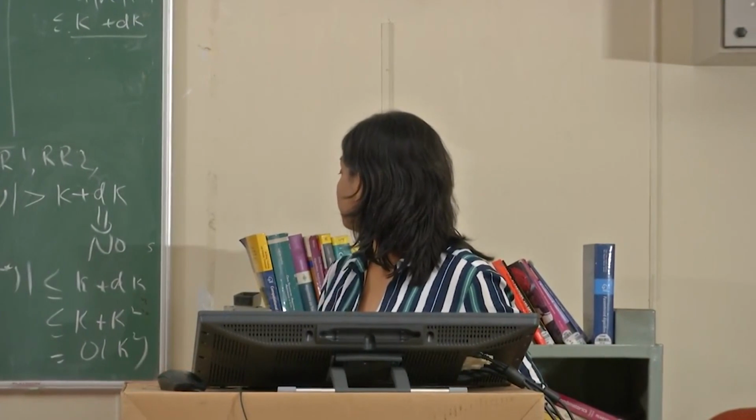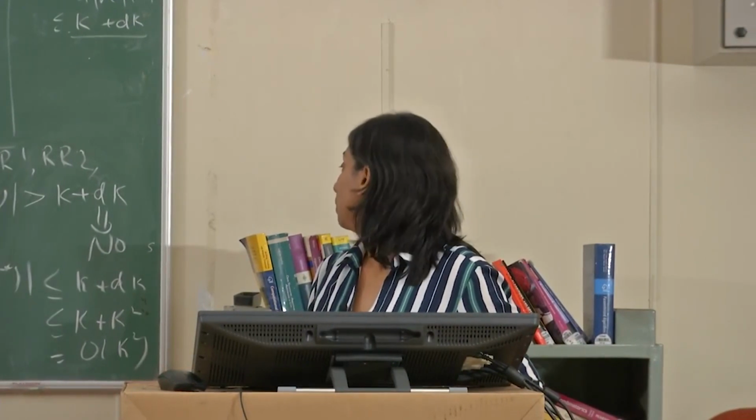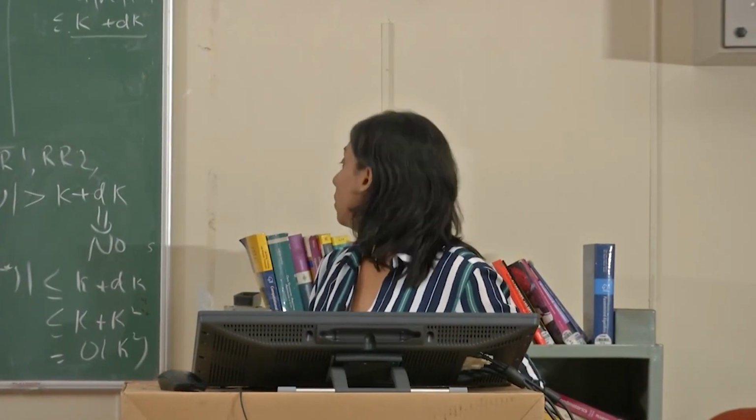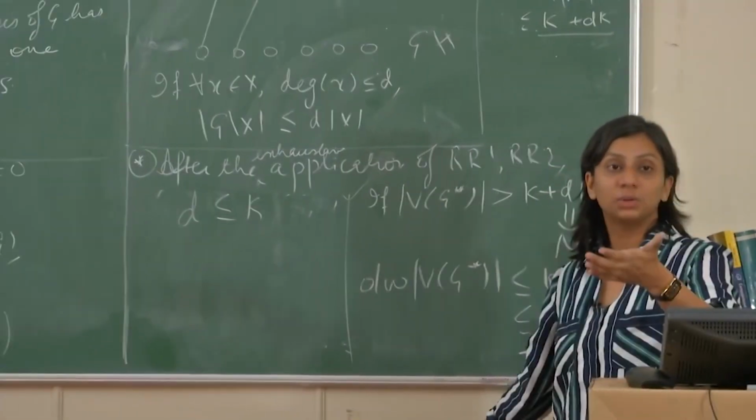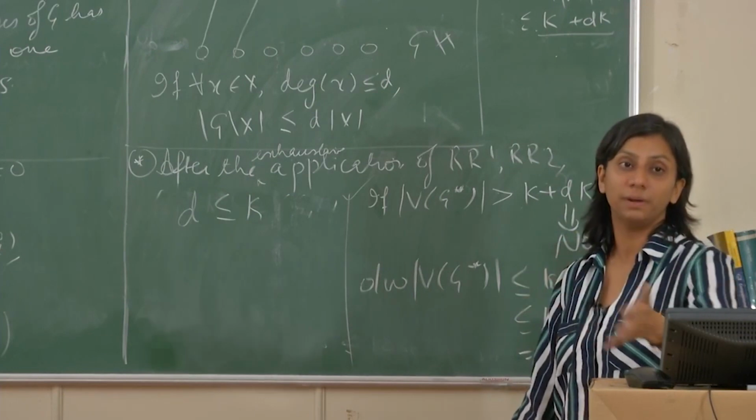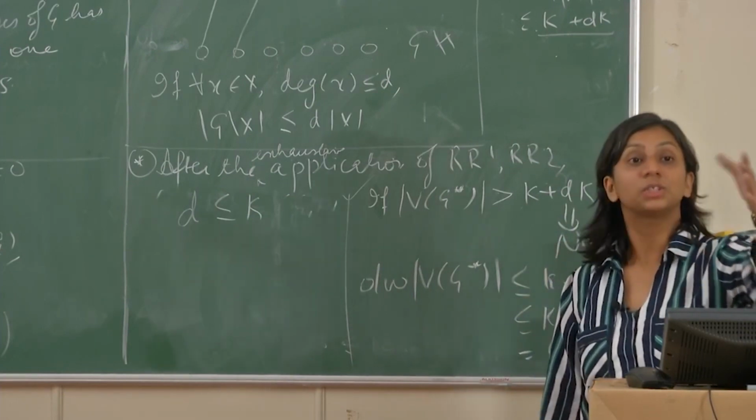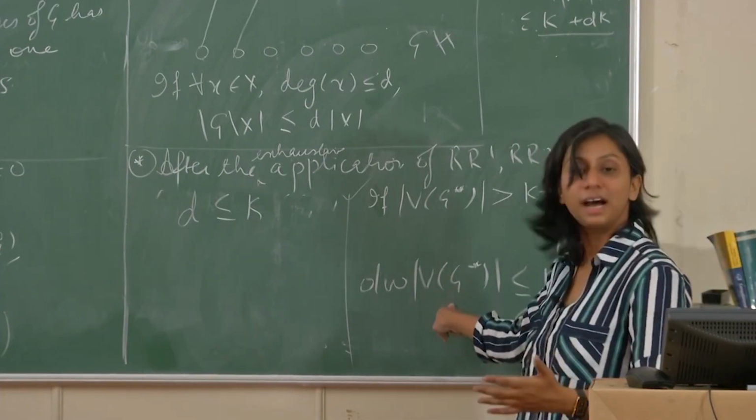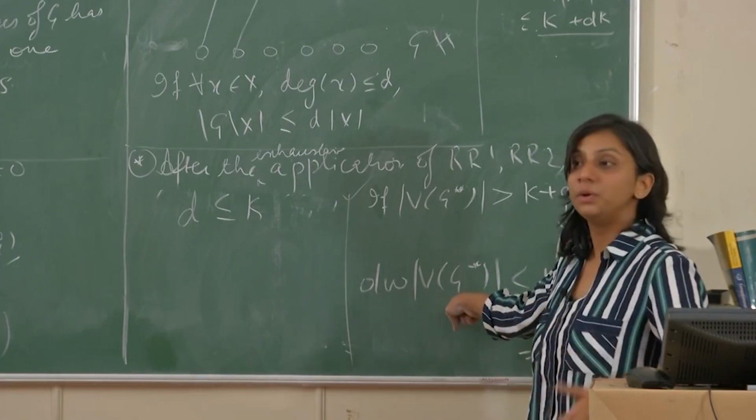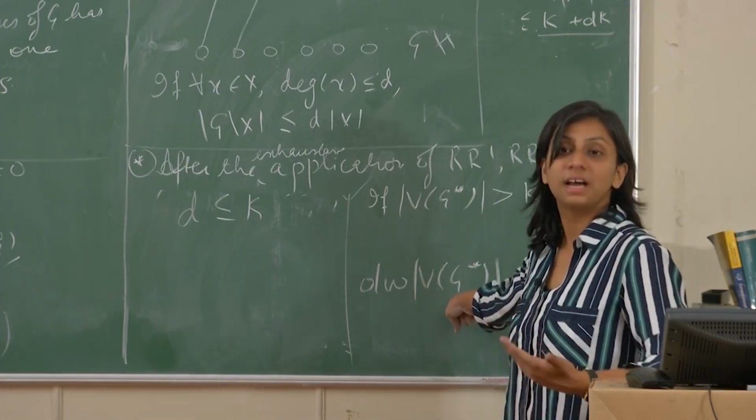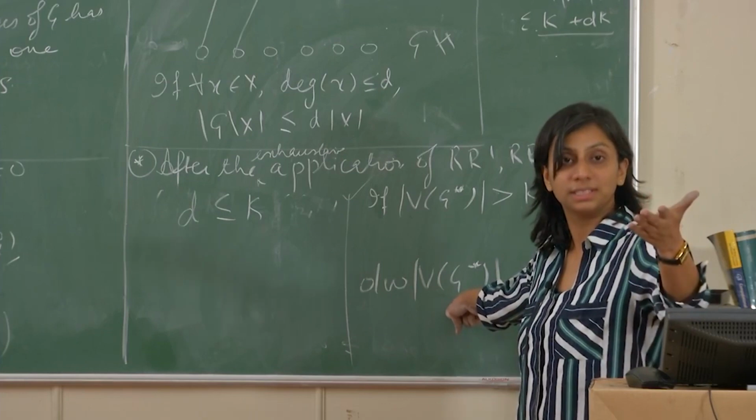Okay, so there are K square vertices, and each vertex has degree K, so the sum of all the degrees is at most K cube, and the number of edges is at most K cube by 2, right? So definitely the number of edges in this graph is order K cube. But you can even prove that the number of edges in this graph is order K square.